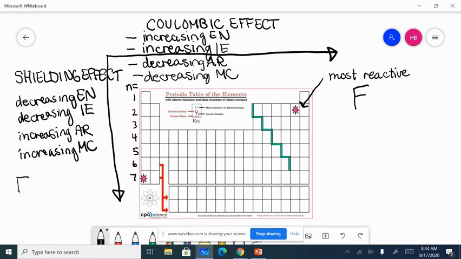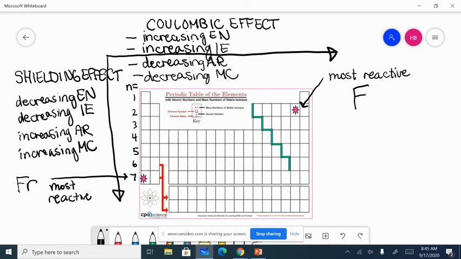So down here is francium. It is the most reactive metal. So the most reactive non-metal is fluorine. That means it is the smallest, most electronegative, highest ionization energy, and the least metallic character. Francium is the most reactive metal. It has the lowest electronegativity, lowest ionization energy, biggest radius, and the most metallic character.